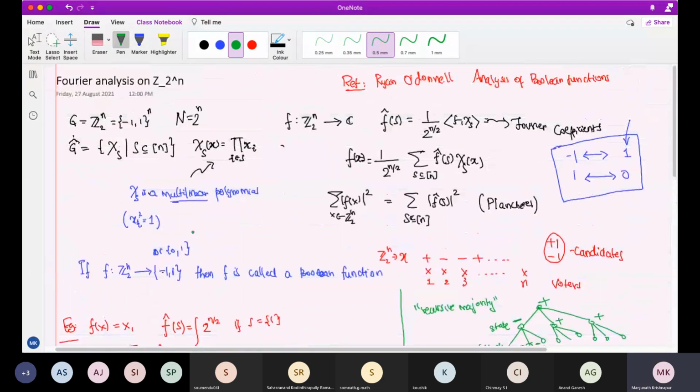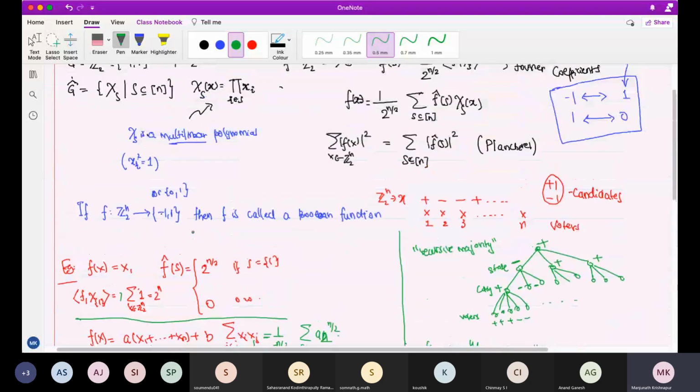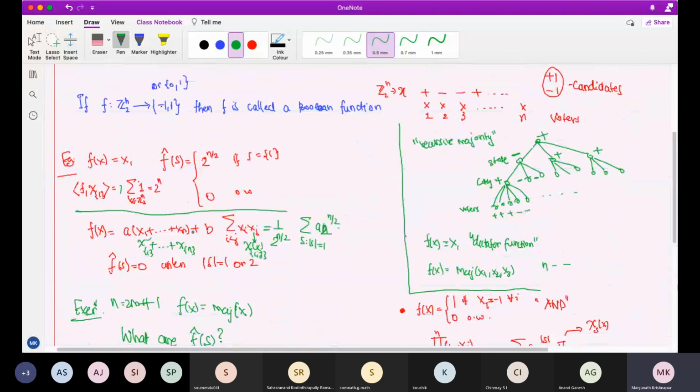If you have some intuition for what these Boolean functions are like, then in many applications, what matters is whether Fourier coefficients are supported on small size subsets or large size subsets. For example, if you take the product x1, x2, up to xn.